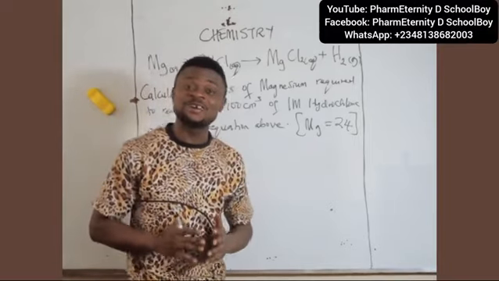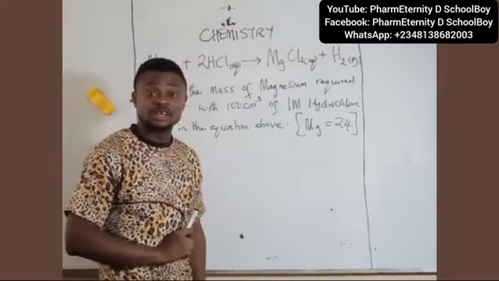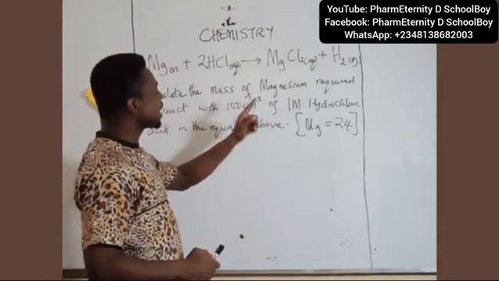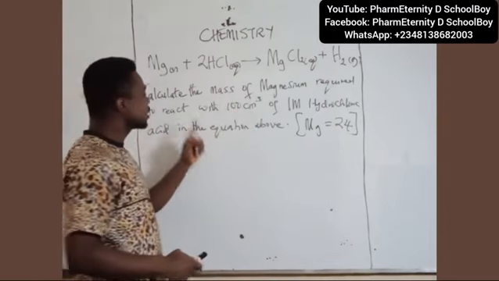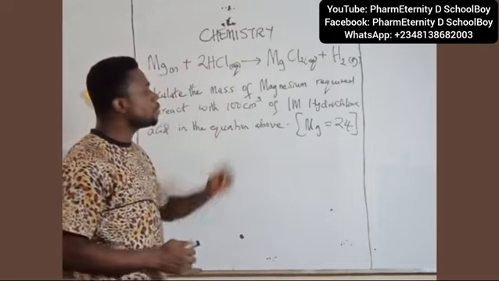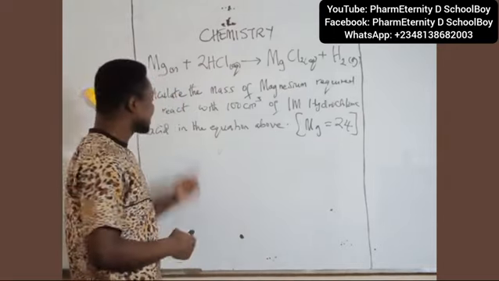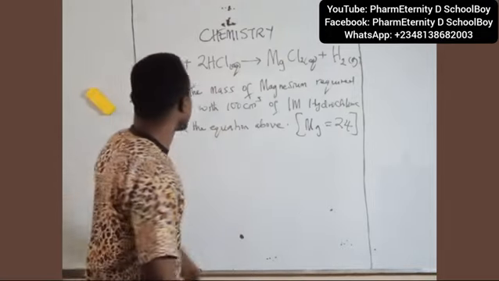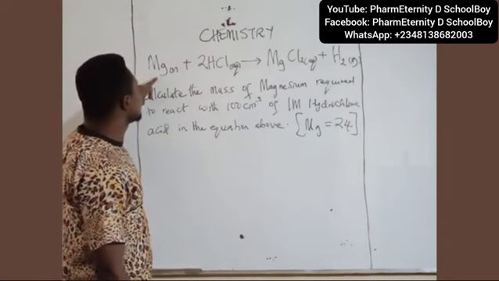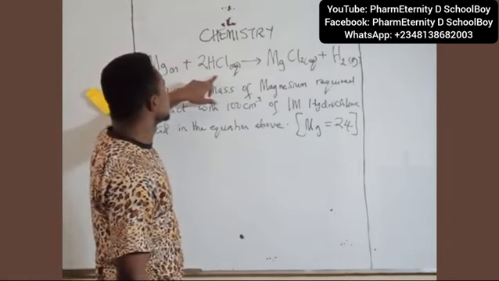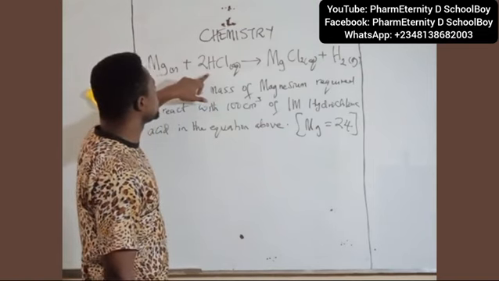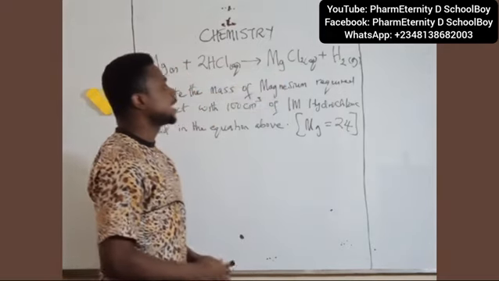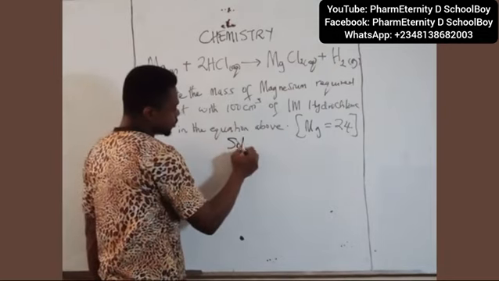Today we are going to take a look at chemistry, and we have a question on the board. The question says, calculate the mass of magnesium required to react with 100 cm³ of 1 molar solution of hydrochloric acid in the equation above. The relative atomic mass of magnesium is 24. This is the equation: magnesium reacting with hydrochloric acid, 1 mole of magnesium reacting with 2 moles of hydrochloric acid to form 1 mole of magnesium chloride and hydrogen gas.